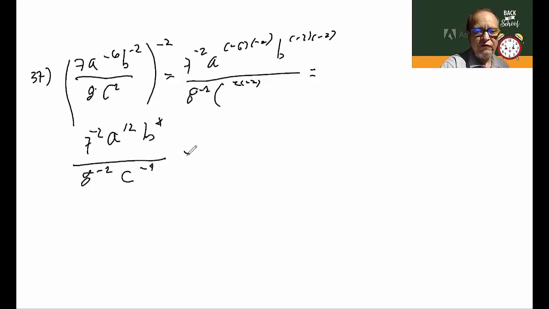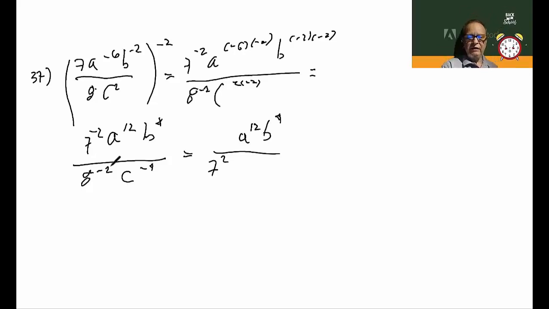So we'll have to bring the 7 downstairs. So we'll have 7 squared. The a to the 12, well, that's okay. The b to the 4th, that's okay. Now let's look down here. Well, we have that 8 to the negative 2. Well, that's not good. We'll have to bring that upstairs, and 8 squared.